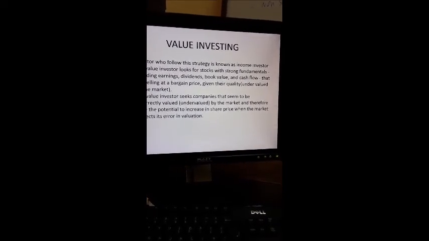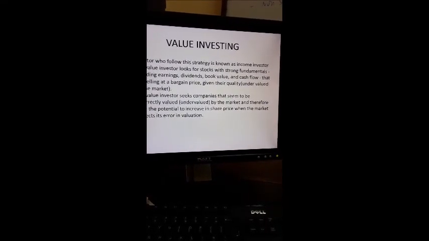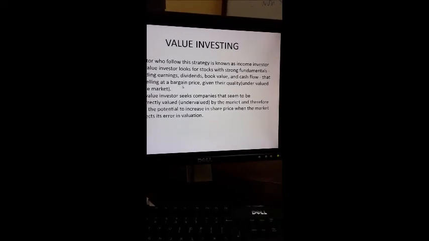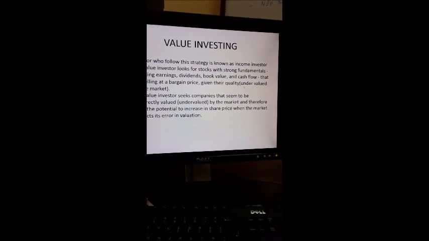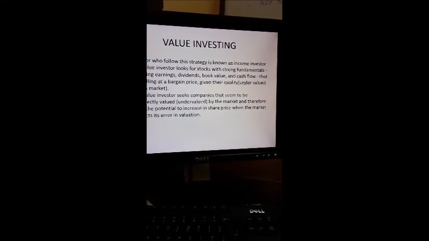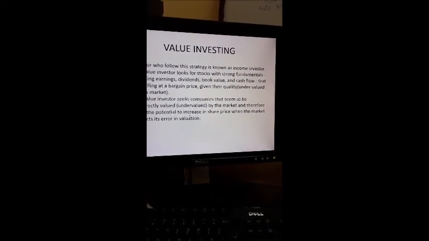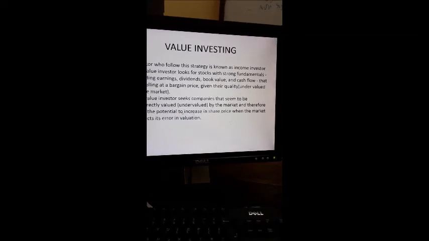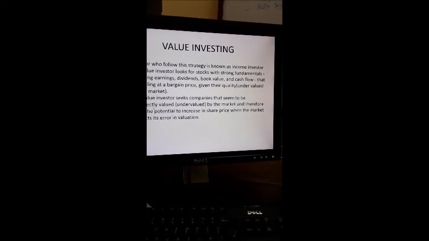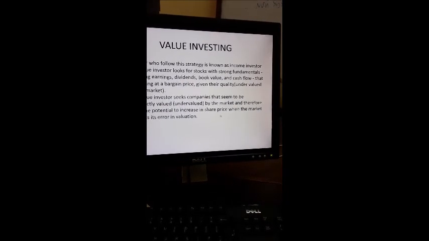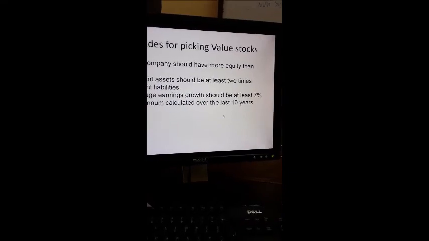So the value investor normally looks for shares with strong fundamental factors such as stable or high earnings, dividend, book value, and cash flow, but selling at a low price. If that is the case, that company or those shares will be undervalued. So they want to buy at a low price, expecting that after some time the share value will increase and they'll be in a position to make a profit. So value investors seek companies that seem to be incorrectly valued or undervalued by the market and therefore have the potential to increase in share price when the market corrects its error.